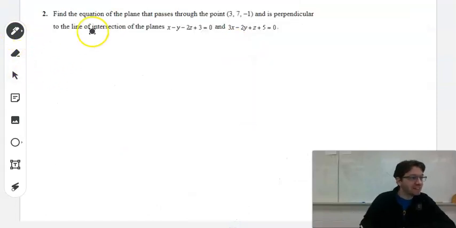So this question says find the equation of the plane that passes through the point and is perpendicular to the line of intersection of these planes. That makes it sound like we want to first find that line of intersection for those planes. So we have plane 1 and plane 2. Let's look for that line of intersection. I'm just going to rewrite them over here.